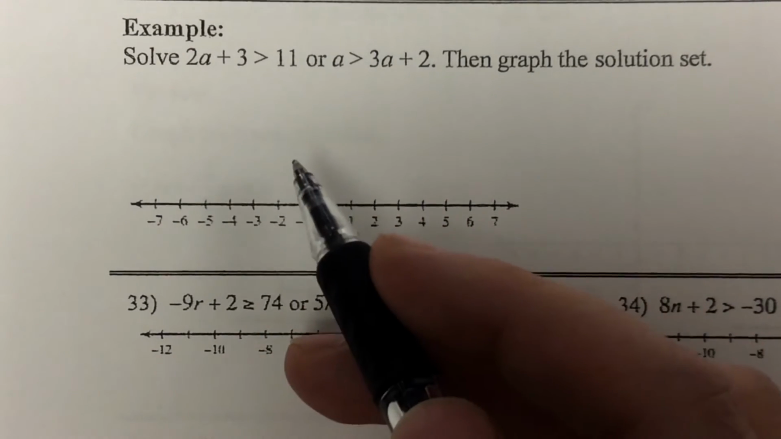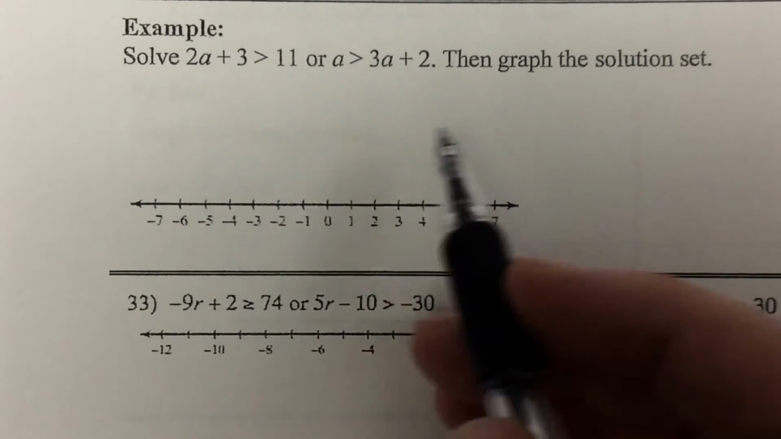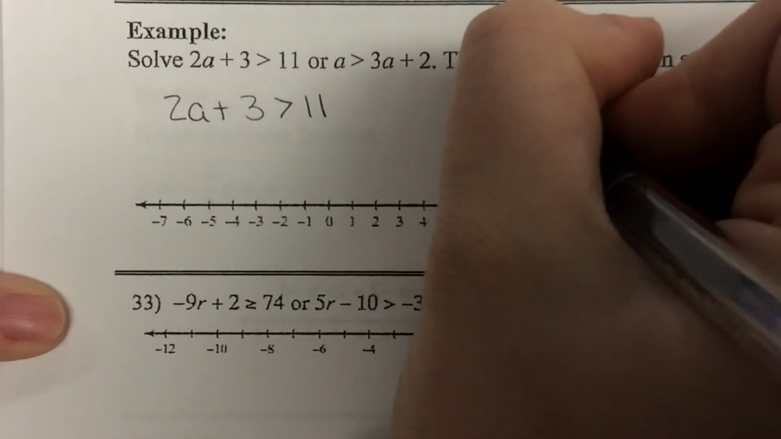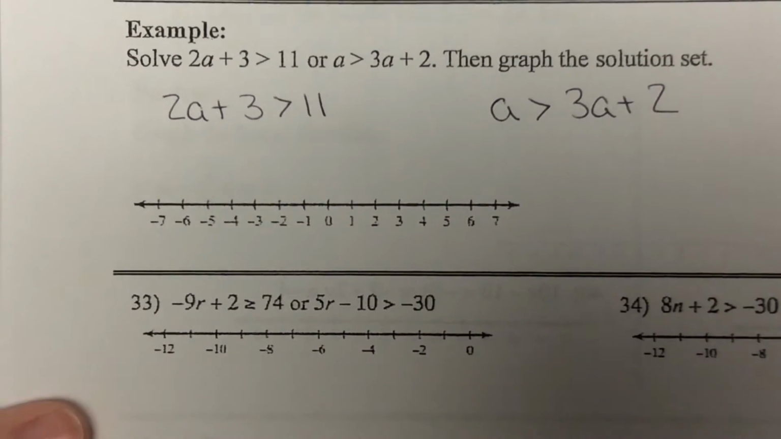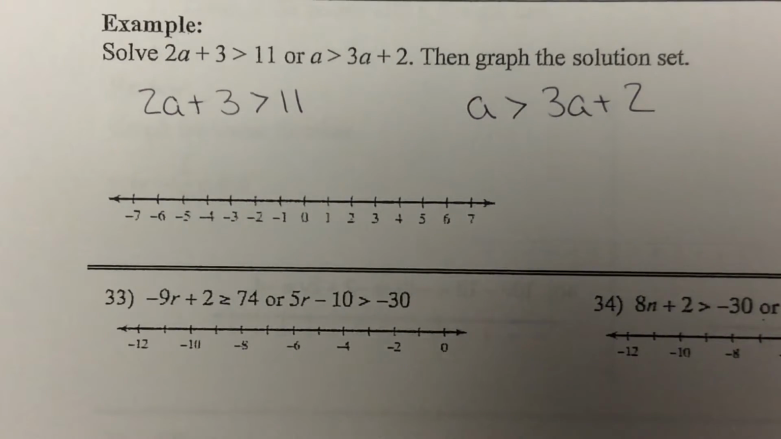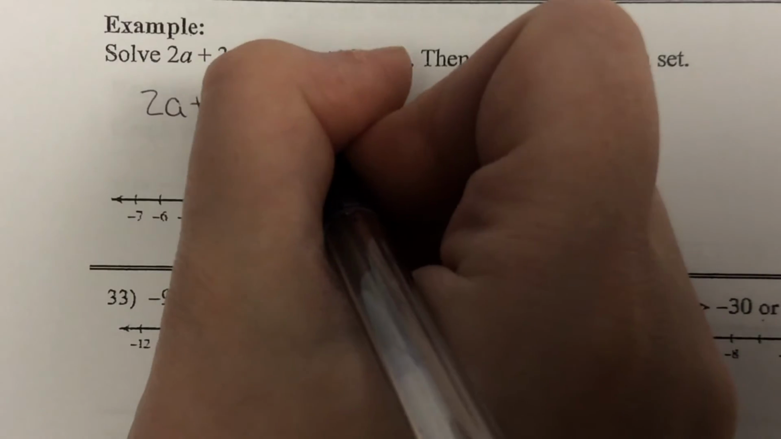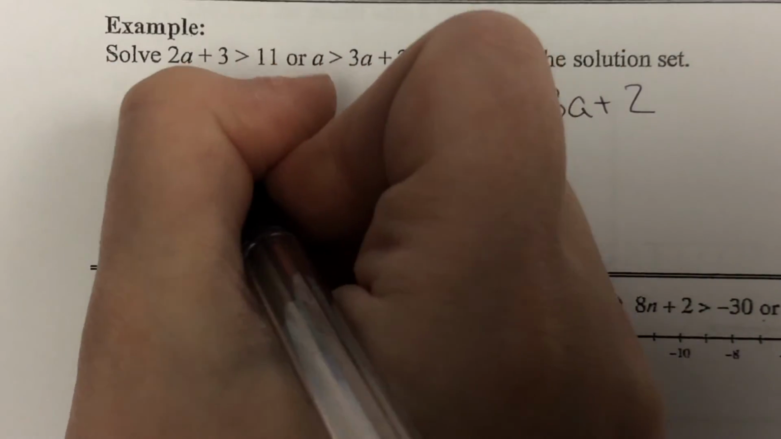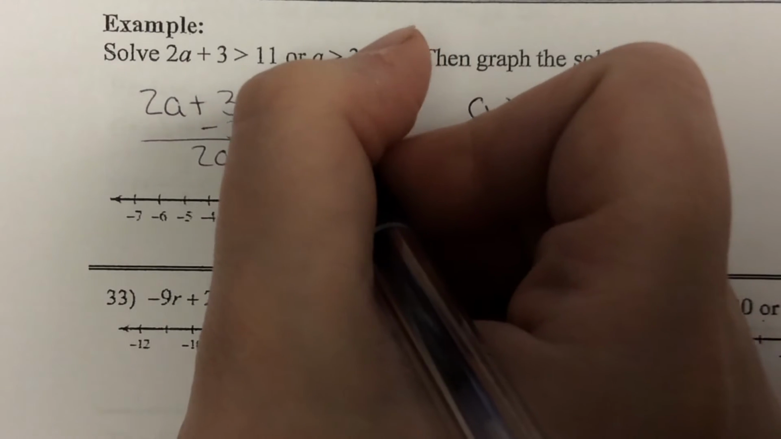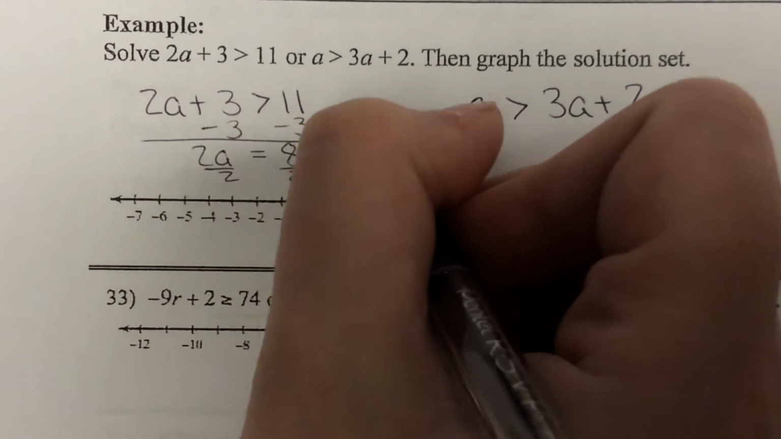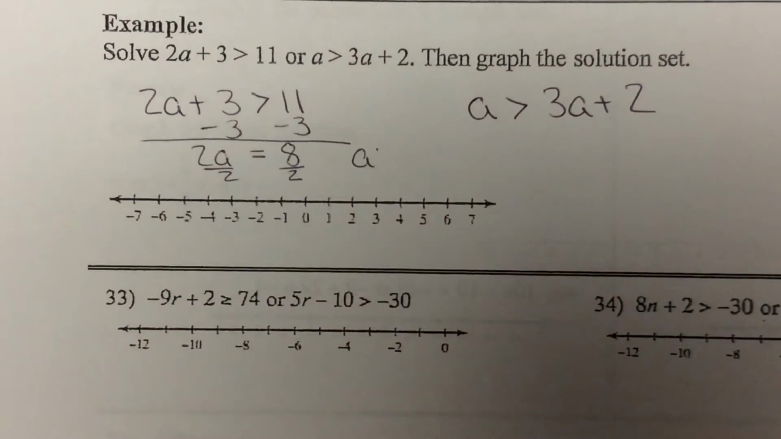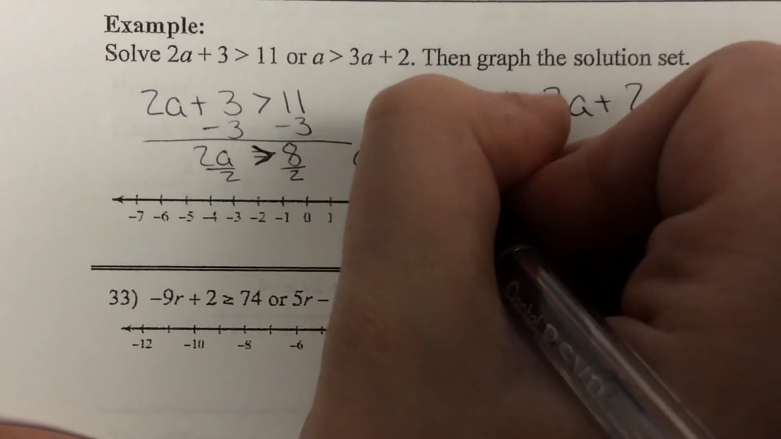So we have two separate inequalities that we need to solve first, and then we'll graph them and see what the graph looks like. So let me rewrite the two inequalities. We have 2a plus 3 is greater than 11, and the other one is a is greater than 3a plus 2. All right. So in this first one, we need to subtract 3, and we have 2a is greater than 8. And divide by 2, and we have a is greater than 4.